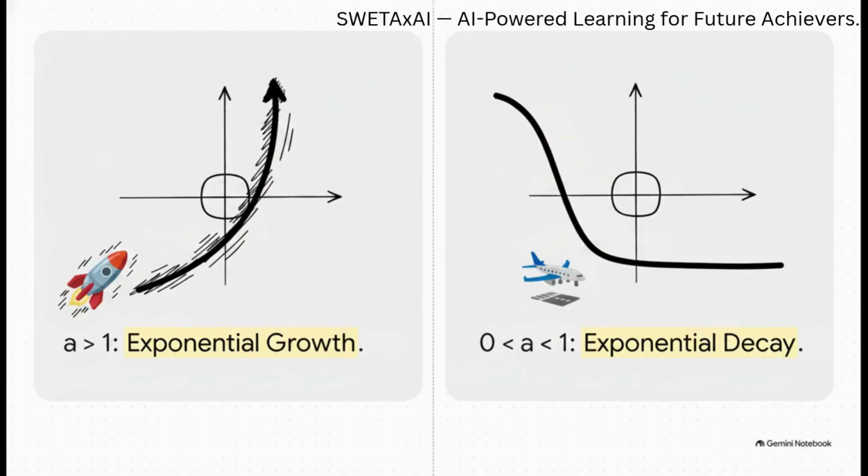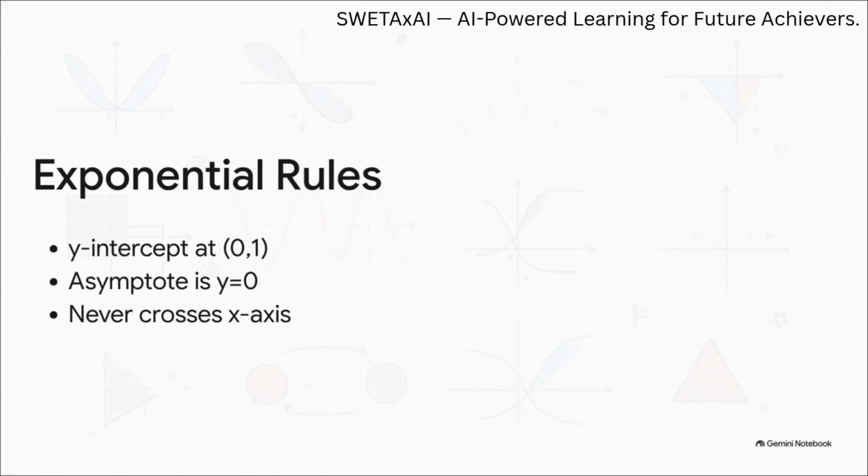Similarly, exponential graphs are completely ruled by their a value. This is the graph of extremes. If your a value is greater than 1, you get explosive exponential growth, just shooting upward into the sky. But if a is a fraction between 0 and 1, you witness sudden exponential decay, dropping rapidly before it levels out. Now, no matter how fast it grows or how steeply it decays, the parent exponential graph has some non-negotiable rules.